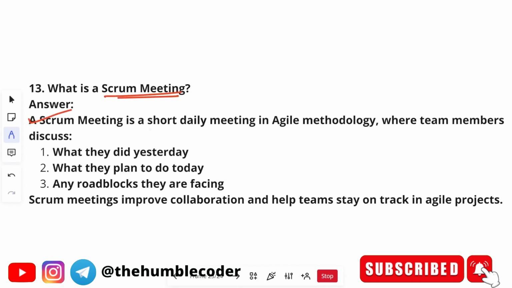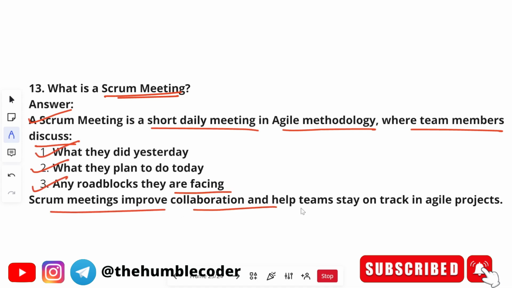A Scrum meeting is a short daily meeting in the agile methodology where team members discuss what they did yesterday, what they are planning to do today, and any roadblocks that they are facing. Okay, Scrum meetings improve collaboration and help teams stay on track in agile projects. So these are the three important things that happen in Scrum meetings: what was done yesterday, what will be done today, and if there are any roadblockers.